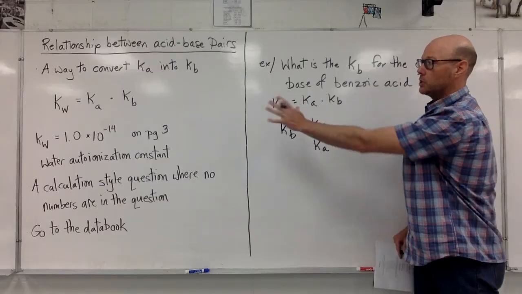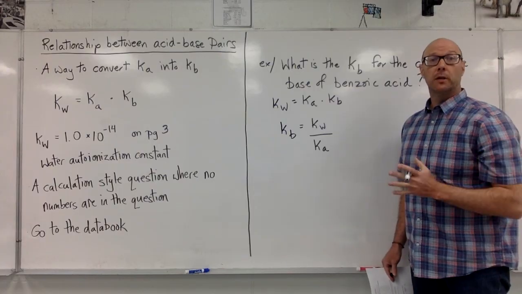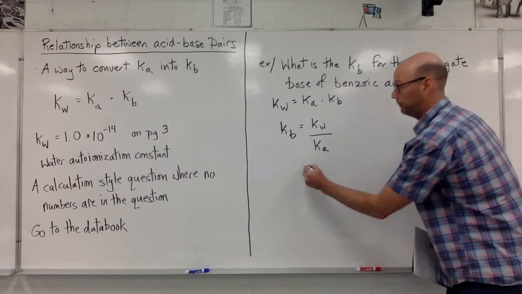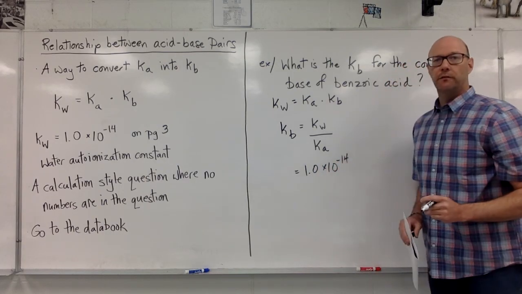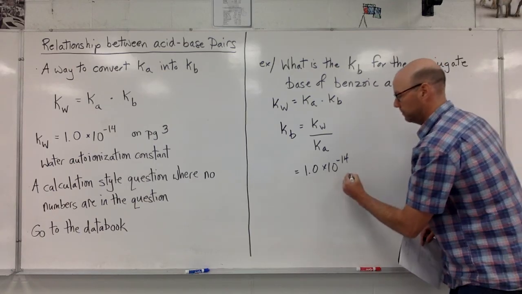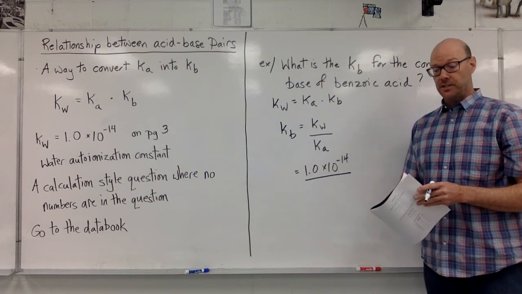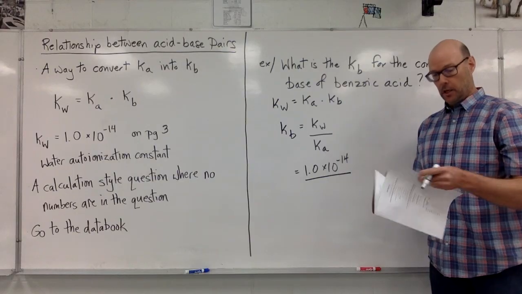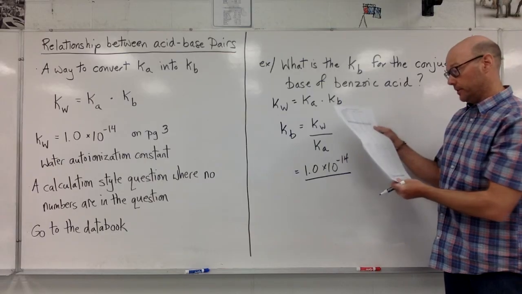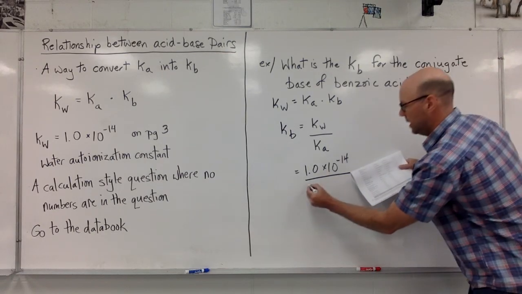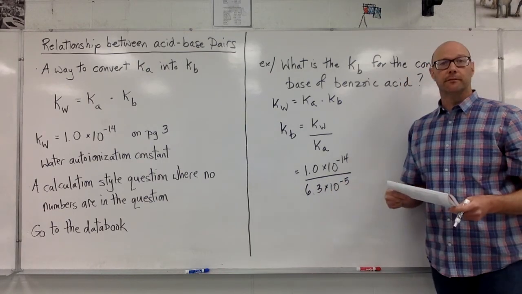Kw, it's a constant. It's 1.0 times 10 to the power of negative 14. It doesn't have units. We don't need to memorize it. We can find it on page 3 of the data booklet. The Ka is benzoic acid. So we need to go to the acid-base table of the data booklet, which is on pages 8 and 9, and look up the Ka for benzoic acid. I found it. It's 6.3 times 10 to the power of negative 5.